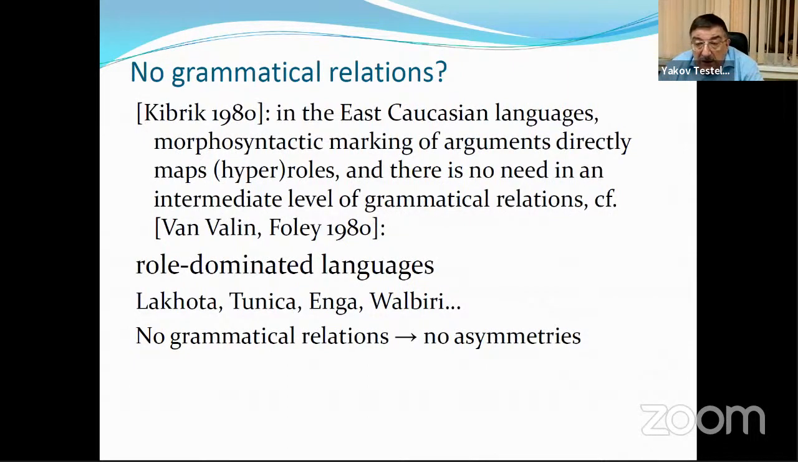Much like Robert Van Valin and William Foley proposed in 1980, role dominated. They claim that there may be role dominated languages like Lakota, Tunica. Lakota, which is Tunica, is Amerindian. Enga is in New Guinea. Walbiri is in Australia. No grammatical relations and no asymmetries are found in these languages.